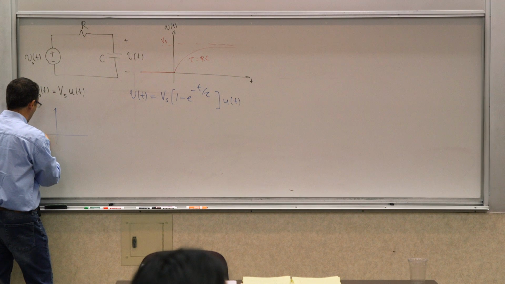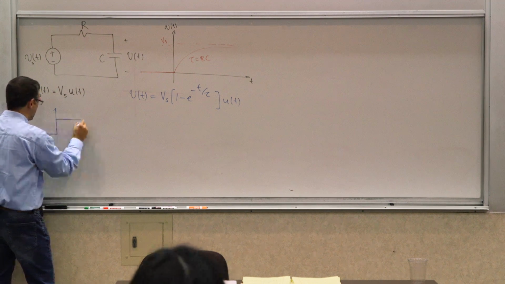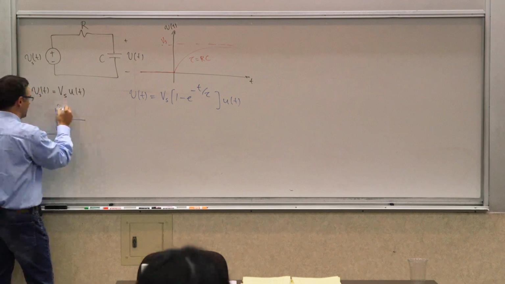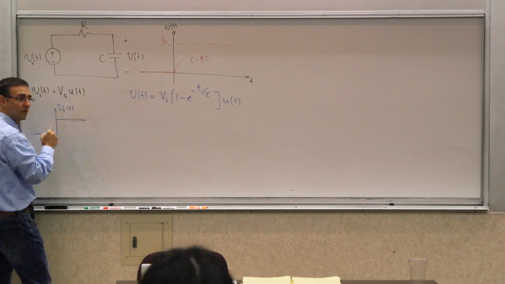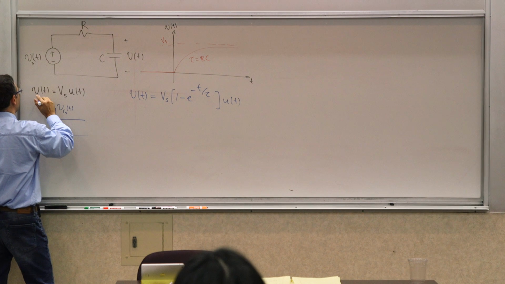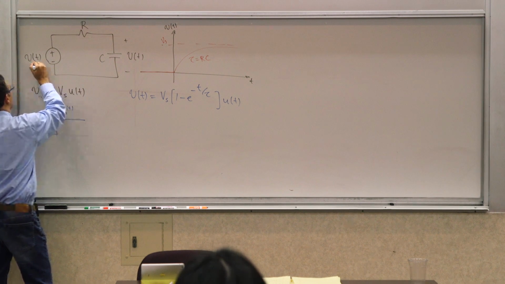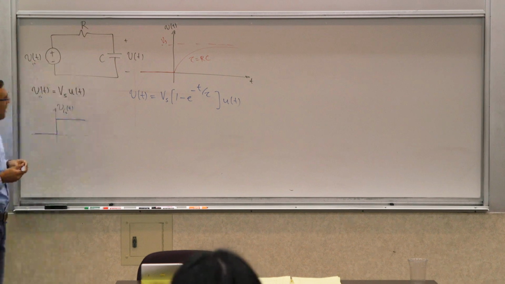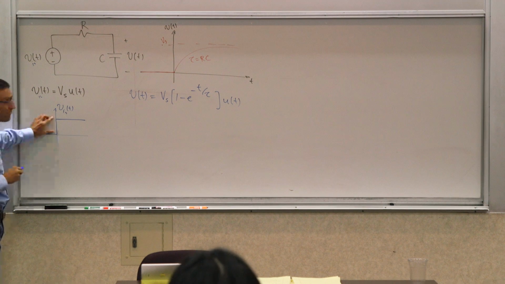So this is Vs, right? Lowercase Vs, Vs of t, or V in of t. You can actually make it even, if you want. Let's change this to V in, because I called that Vs. So it's jumping up simultaneously.